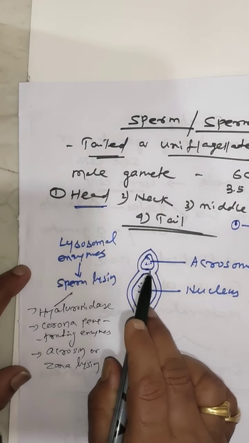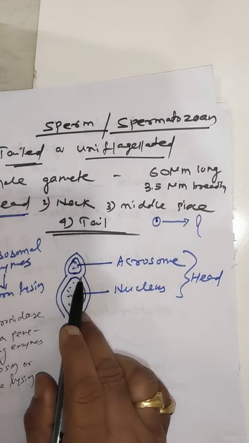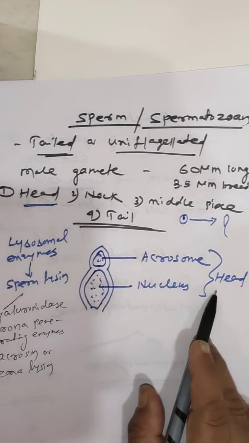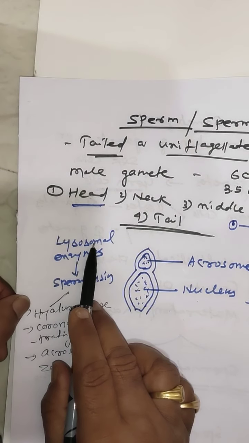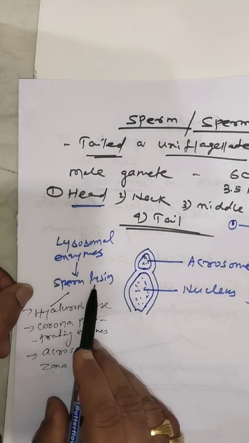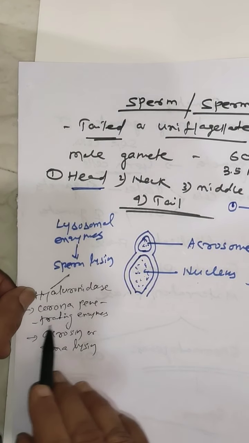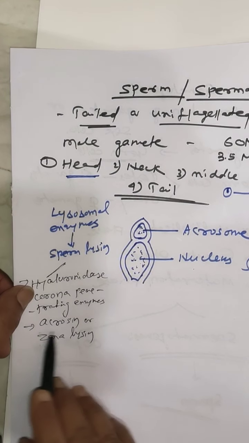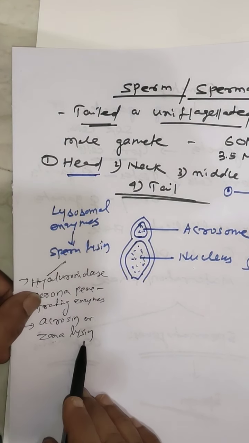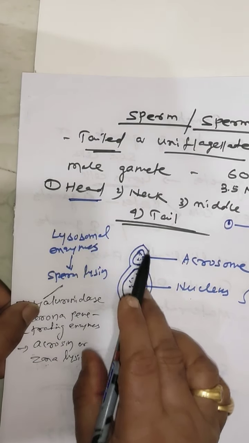The nucleus occupies the major part of the sperm head. Above the nucleus, the acrosome is present. The acrosome is formed from the Golgi complex. The nucleus and acrosome together form the head. The acrosome contains lysosomal enzymes, together called sperm lysine. These are hyaluronidase, corona penetrating enzymes, and acrosine or zonalysin.